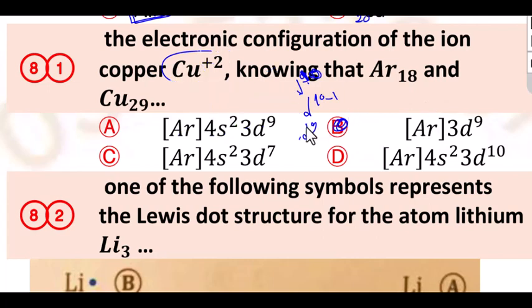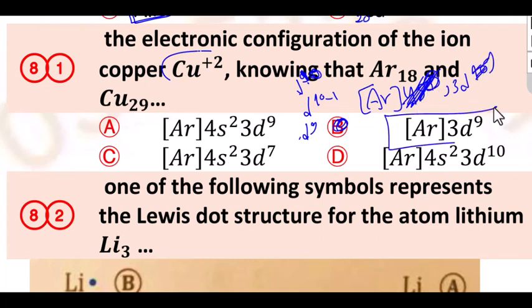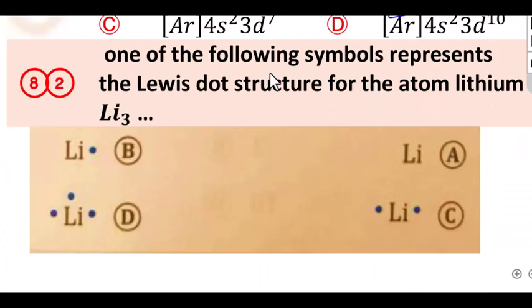Again, we make the electron configuration for copper. Copper is an exception: argon 18, then 4s1 3d10. Here copper positive 2 loses 2 electrons. We take 1 from 4s. Here there is only 1 electron. Lose this electron and subtract another 1 from 10, which will be 9. The answer will be number B.